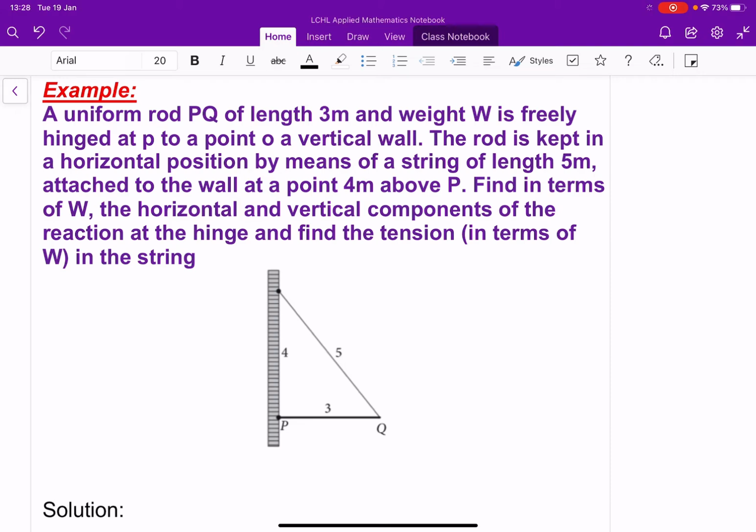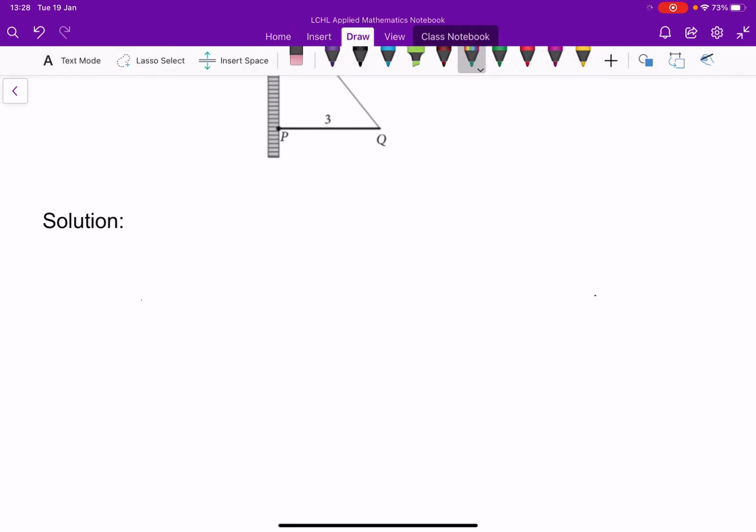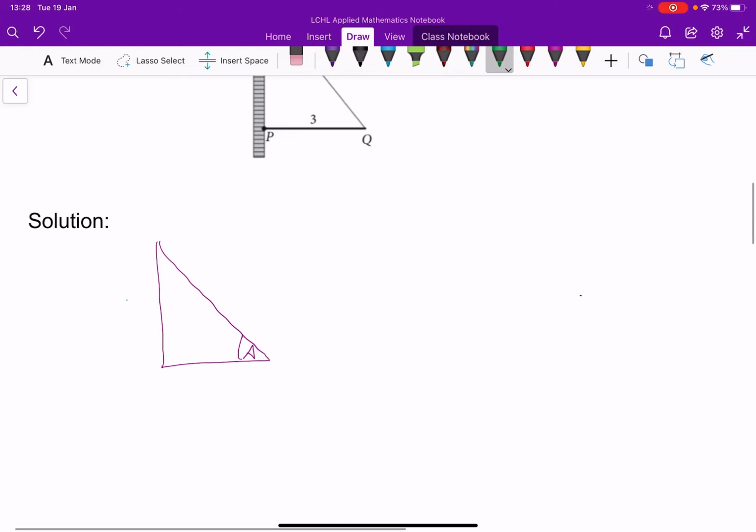Okay, so the first thing we're going to have to do is look at the forces on this. To look at the forces, we need to draw out our force diagram. So if I draw my wall here, this is A, I'm going to call that A. The tension will be going up here. So tension is going in this direction.